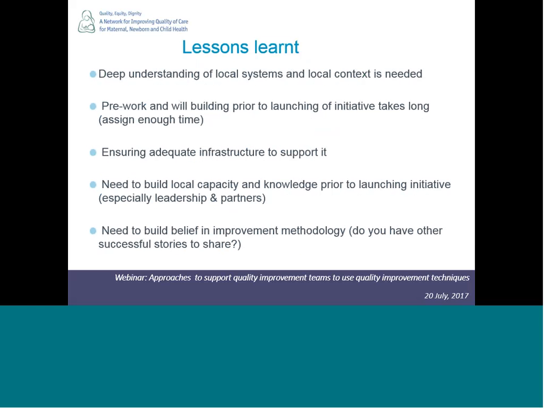Lastly, the lessons that we've learned through this work: you have to understand the local systems and the local context to do better. Also assign time to QI. QI is not as easy as we think it is. It needs time. So even if you're launching or building part of pre-work, put enough time. Also make sure there's adequate infrastructure, and build capability for both leadership and the partners that will support before you can actually launch it in the facilities, if you want to take it to that level. But also build belief in improvement work, sharing success stories that are already available.